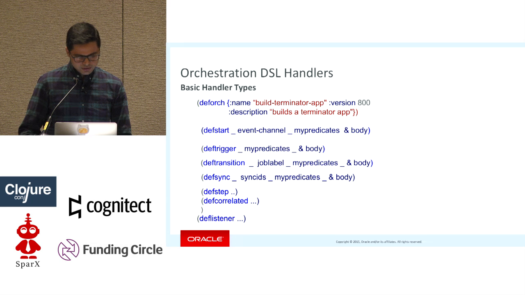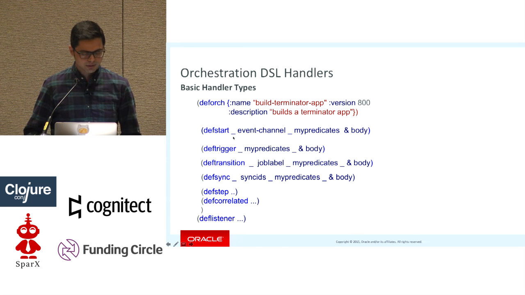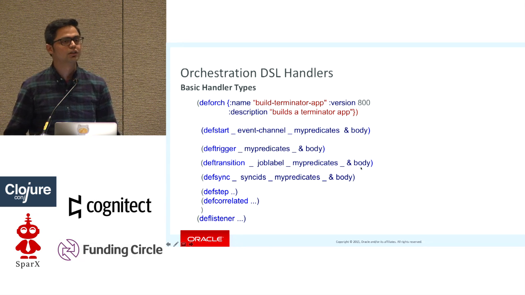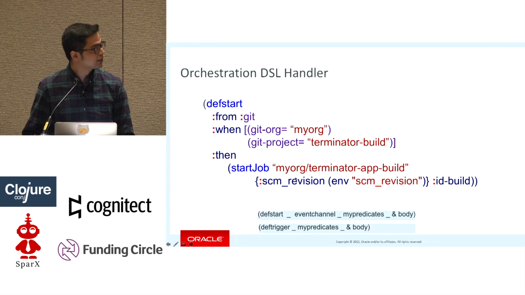Just to briefly give you the API signatures of all of these DSL macros: DefStart expects, and in almost all of them they expect, three things: the event or a particular job, a list of predicates, and then finally a body which corresponds to actions. Let me briefly show you an example.